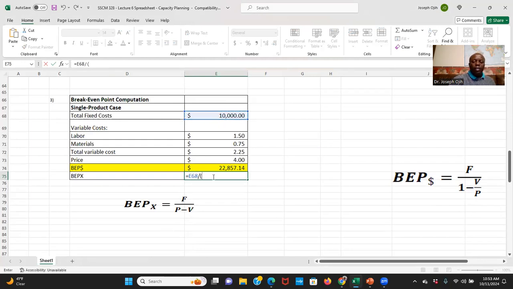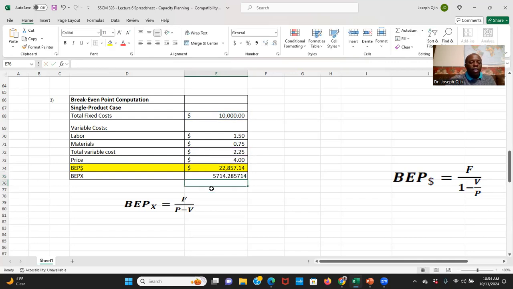1 minus price, okay, which is $4... minus variable cost, which is right here, total variable cost. Right, close parenthesis. Once you press the enter key, it will give you the results.